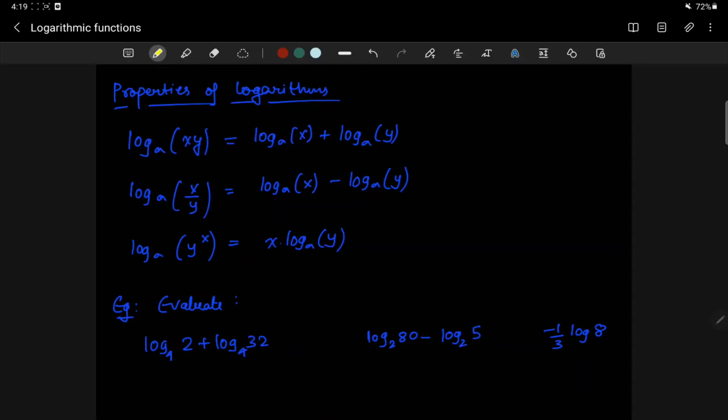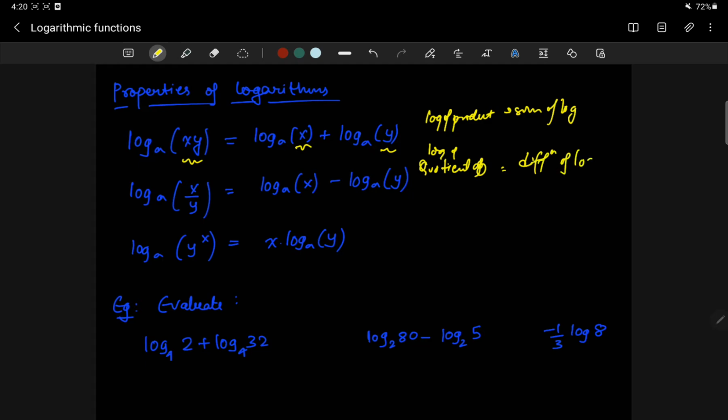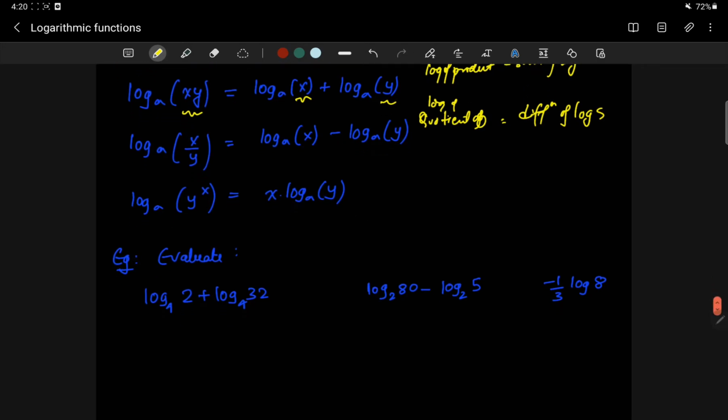Hi everyone, here we're going to look at some additional properties of logarithms. First of all, when you take the log of a product, it becomes the sum of the logs. The log of a quotient becomes the difference of logs. And log base a of y raised to the power x becomes x times log base a of y.